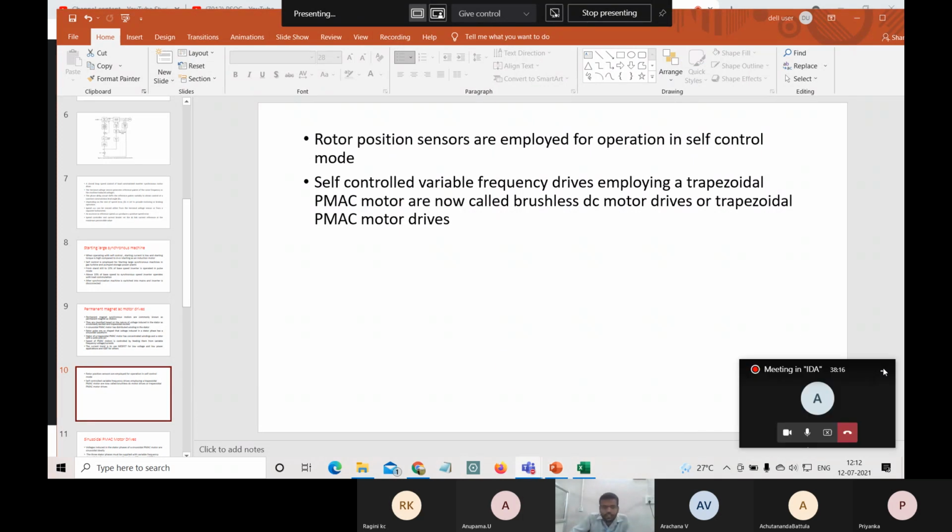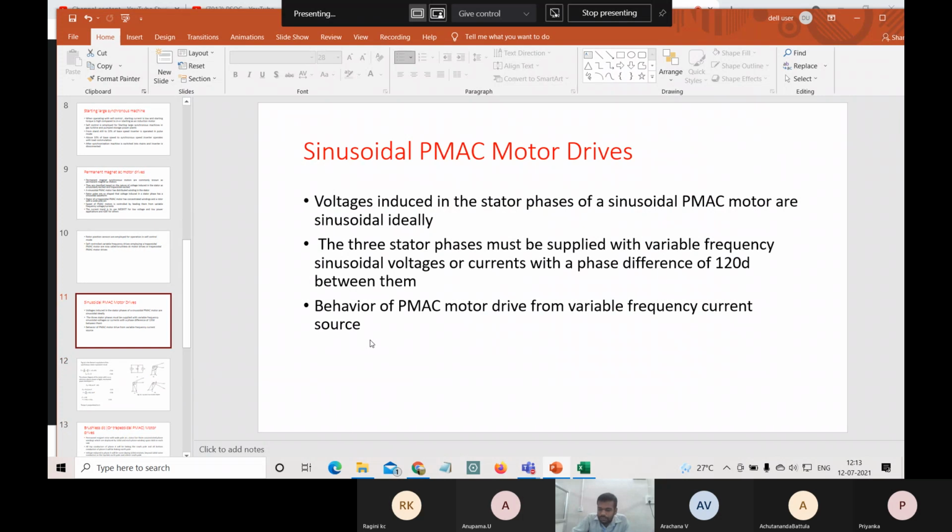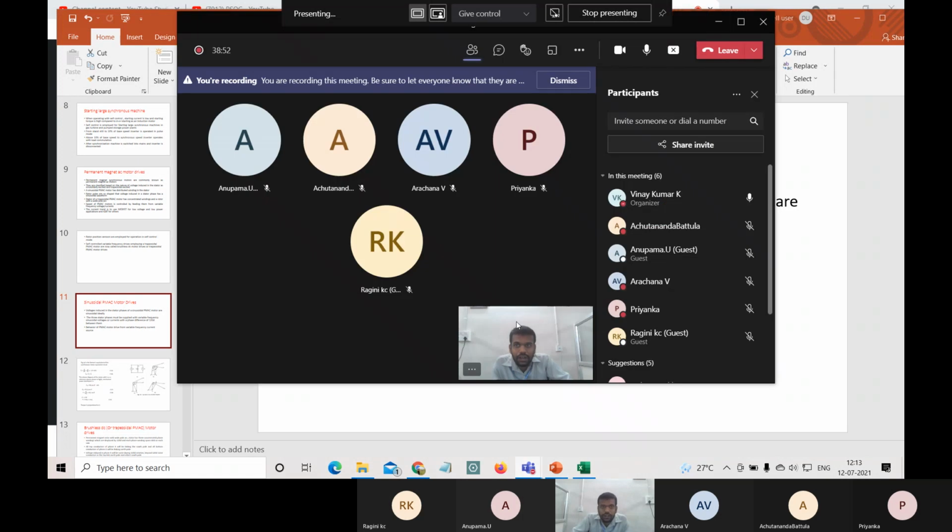The next thing is about sinusoidal PMAC motors. Till now I have discussed trapezoidal PMAC motors. Next I will discuss sinusoidal PMAC motor drives. That I am going to discuss in the next session. It's enough now. It will have some phasor diagrams and also some numericals, so I need one more class for that. That's why I will start freshly in the next session.